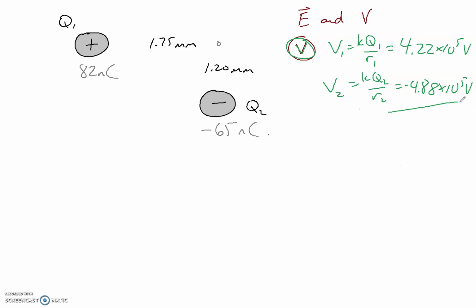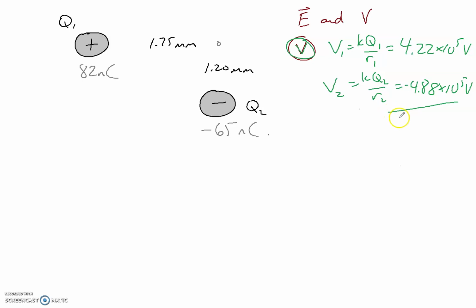But I don't want to add the 4.22 and the 4.88. I want to subtract them because one of them is negative. Or, I mean, I guess you're also adding a negative, whatever. Same mathematically, doesn't make any difference. And I'll put them together.